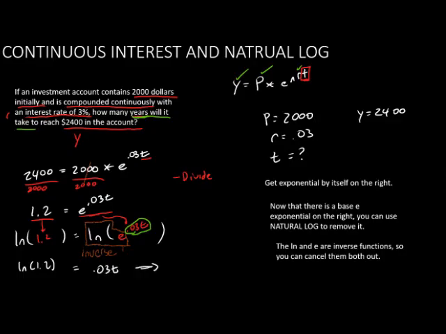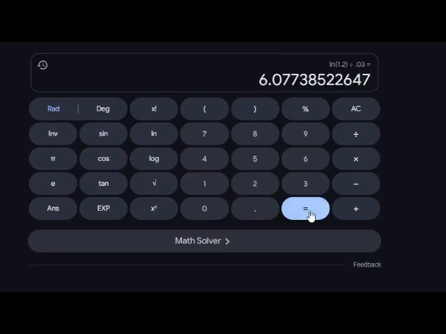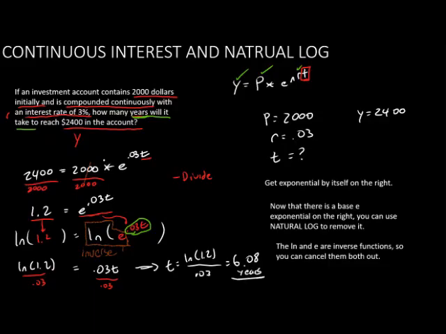Now I can divide on both sides of my new equation by the number in front of t, that's 0.03. If I take that division, I'll have t is equal to ln of 1.2 divided by 0.03. Here we can go to the calculator and do the arithmetic. If we round to 2 decimal places, we get 6.08 years. Therefore, to reach $2,400 in the account, we would have to allow our account to compound for 6.08 years.